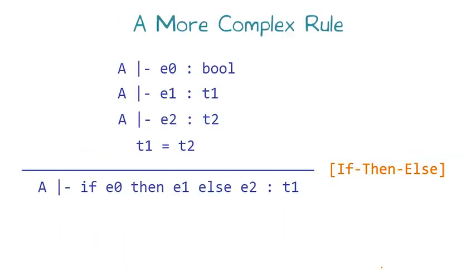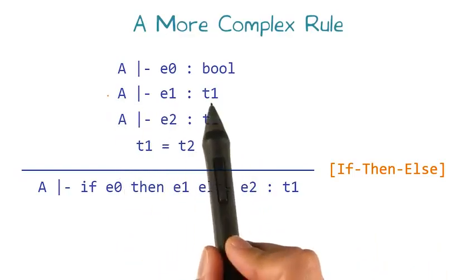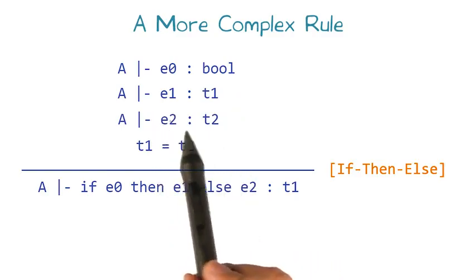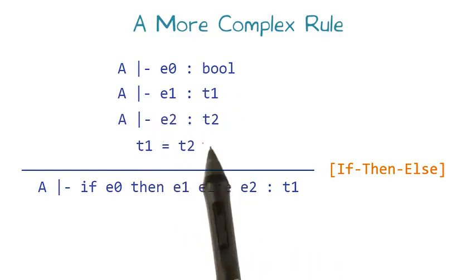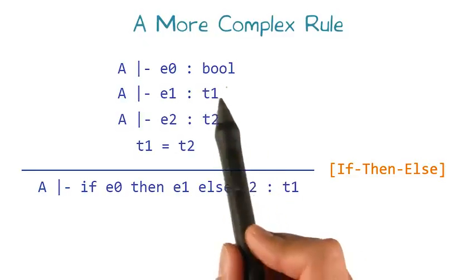The rule we'll add, which we'll call if-then-else, has 4 hypotheses. If under the environment A, it is provable that E0 has type bool, E1 has type T1, E2 has type T2, and T1 and T2 are equal, then it is provable that the expression if E0 then E1 else E2 has the type T1. Note that we are implicitly introducing a new type to our language, the bool type.